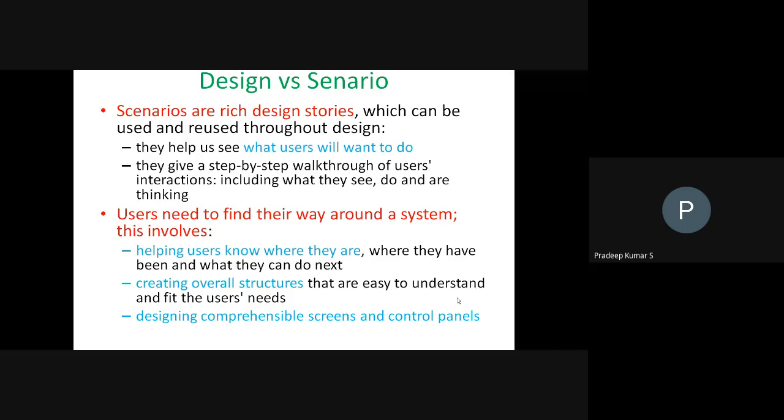in order to understand the environment, that is the scenario, the user needs to find the way: helping the user know where they are, creating overall structure, designing comprehensive screens. Helping the user know where they are means they should be able to recognize it. Creating overall structure means then only it is easy to understand the user needs. Designing comprehensive screens, that is where I can use the control panels.